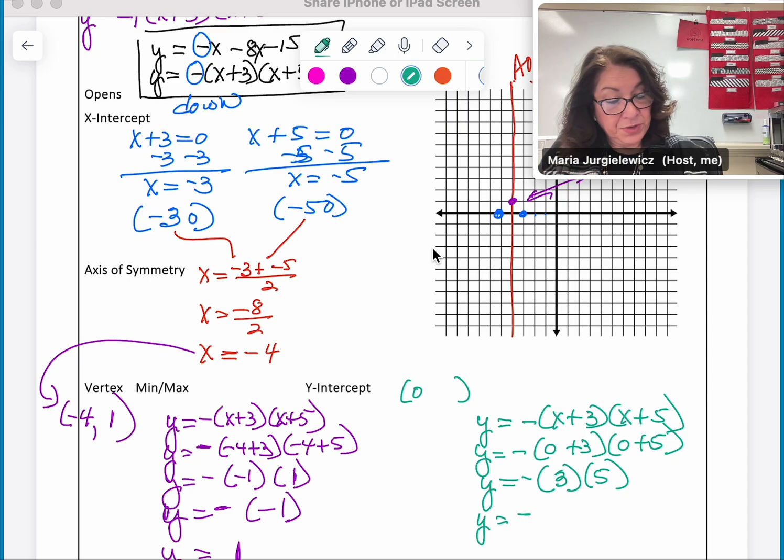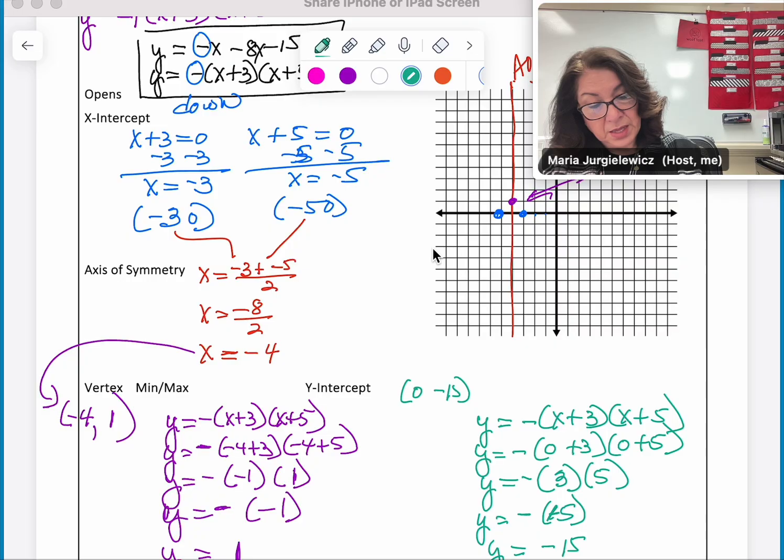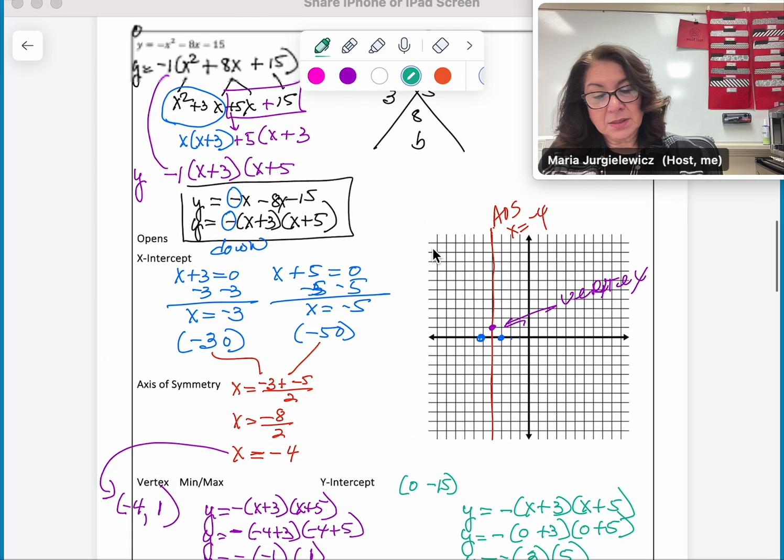And now, negative 5, 3 times 5 is 15. And the opposite of 15 is a negative 15. So that gives me that point of 0, negative 15. But think back to what we learned on the first day.